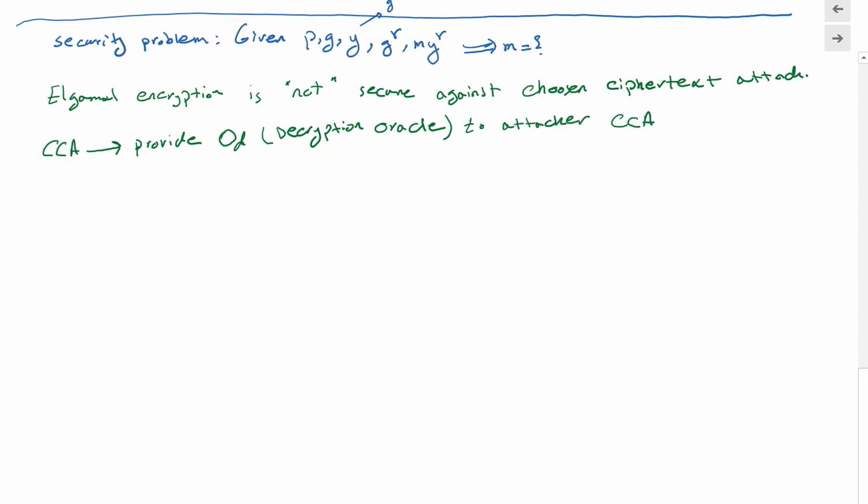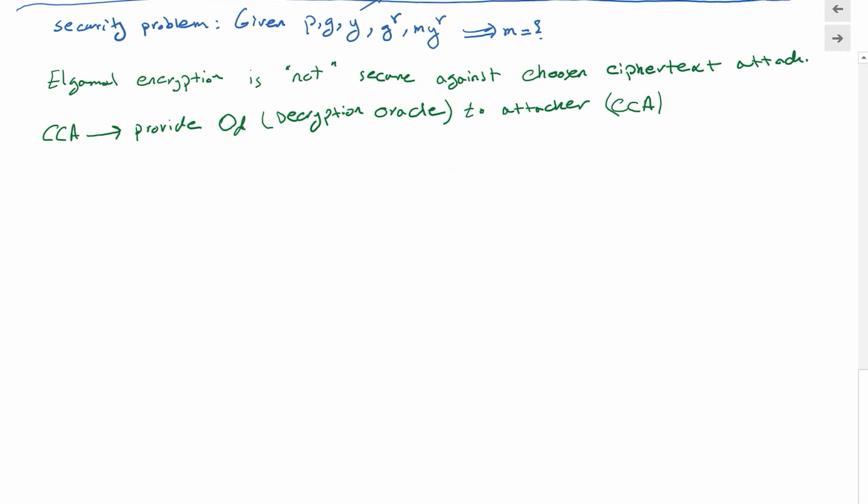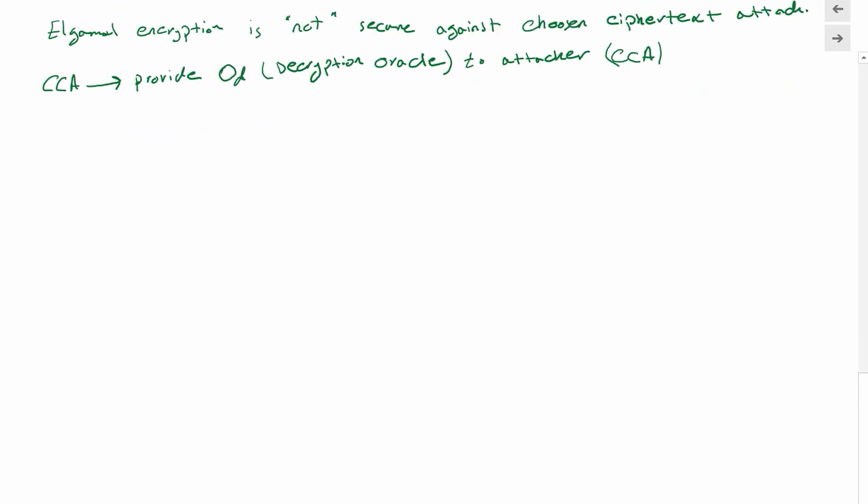Our attacker has access to the decryption oracle. Now we will see how our adversary can leverage this decryption oracle to attack the system.